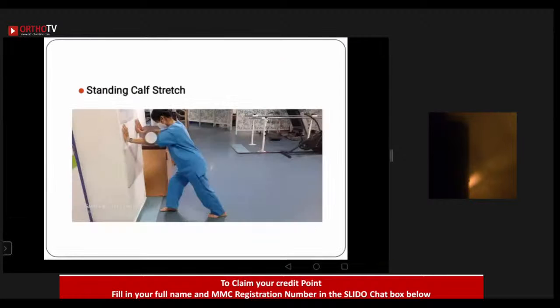The next stretch is the most important stretch, the calf muscle stretch. We are stretching the gastrosoleus complex, using a wall push. In this position you have to stand in a lunge position. The leg behind will give the stretch to the calf muscle, that is the gastrosoleus. For that, both your feet should be perpendicular to the wall. If it is perpendicular, you will get a good quality stretch.